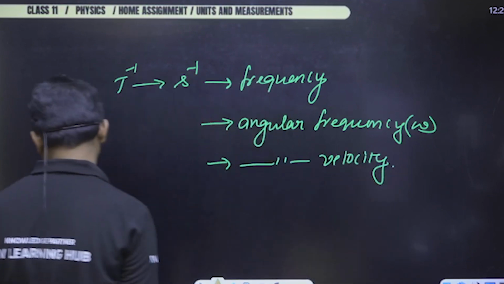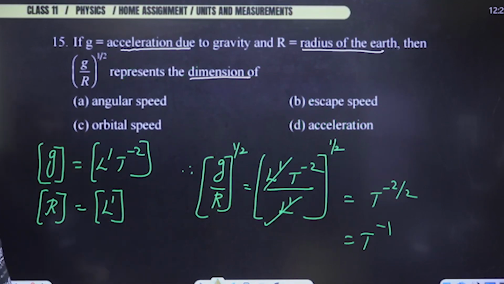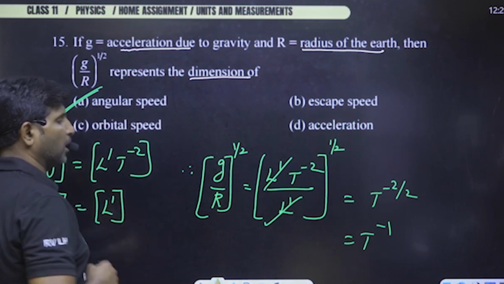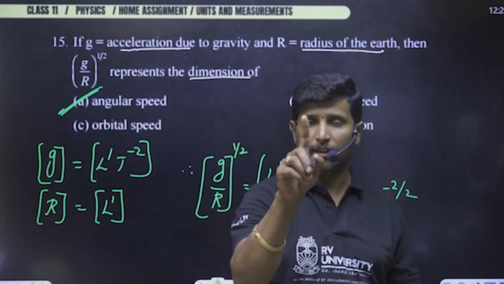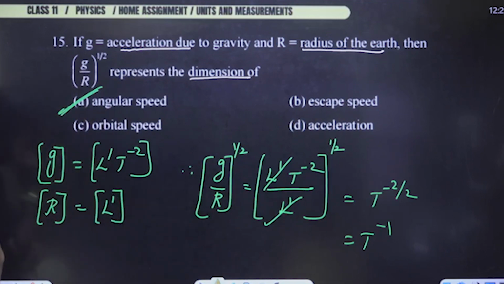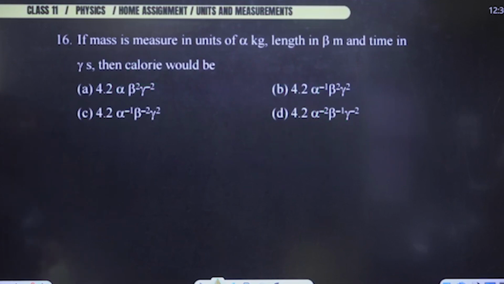Angular velocity. Therefore observe this: it is not escape speed, not orbital speed, not acceleration. Then we'll go with option A, that is angular speed or angular velocity. Okay, I hope you are following. So let us see the next question they have given to us.